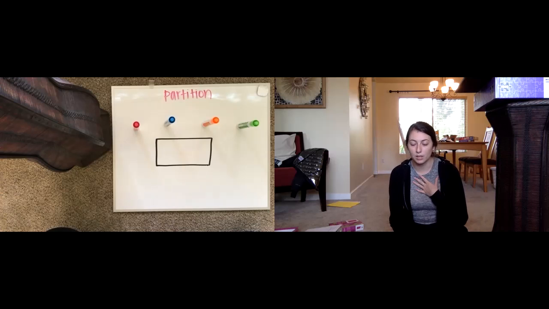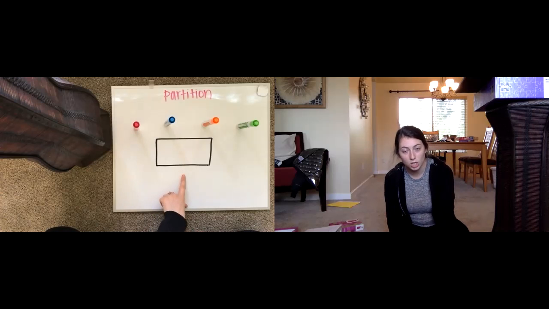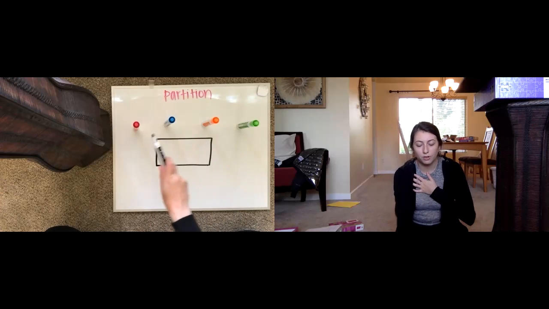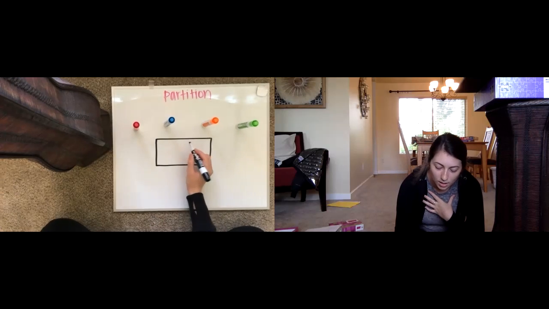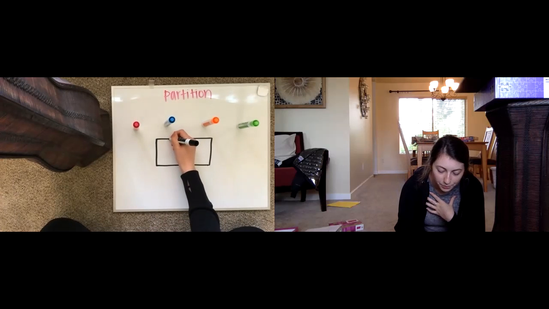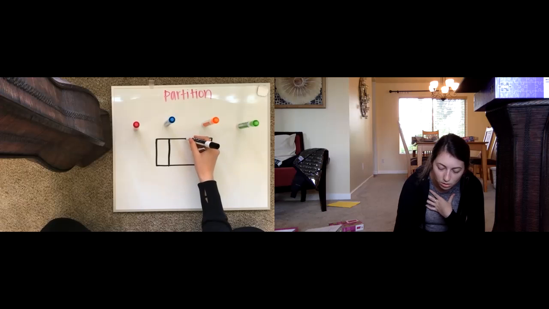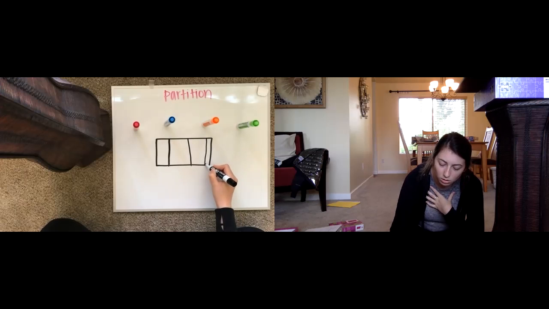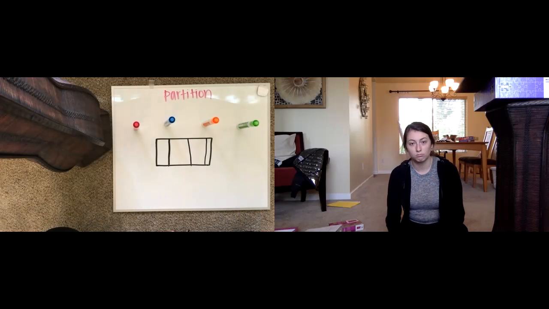So for example, mine would be, Miss Colella is sharing her chocolate bar with 3 of her friends. Partition the chocolate bar into 4 parts, me and my 3 friends. So I'm going to do 1, 2, 3. All right. How's that look?